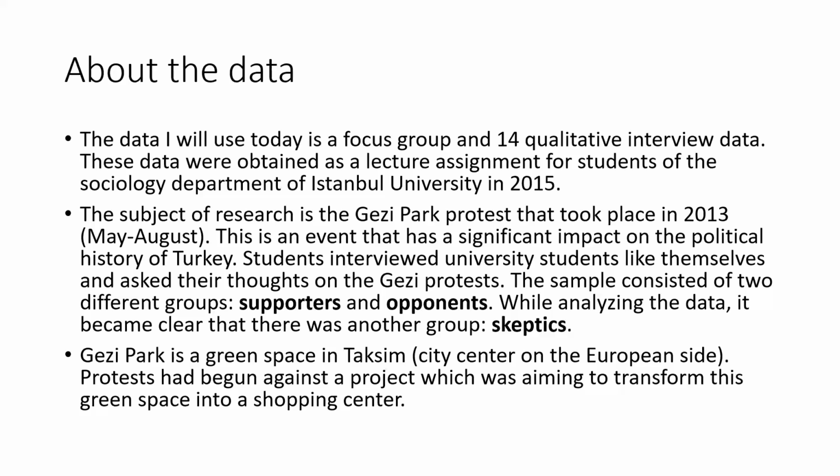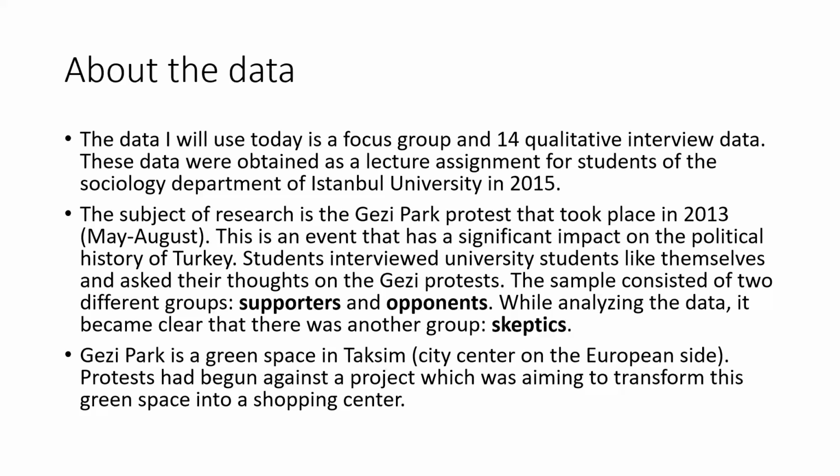And what is Gezi Park? It was why this event happened, just very, very shortly. It's a green area at the center of the city center of Istanbul, and there was a plan to change this area and to transform it into a kind of shopping mall. So the protest started against this. In fact, all that happened was against this. It was quite long, from May to August, we can say it was a special event. So anyway, this is the data we will deal with.